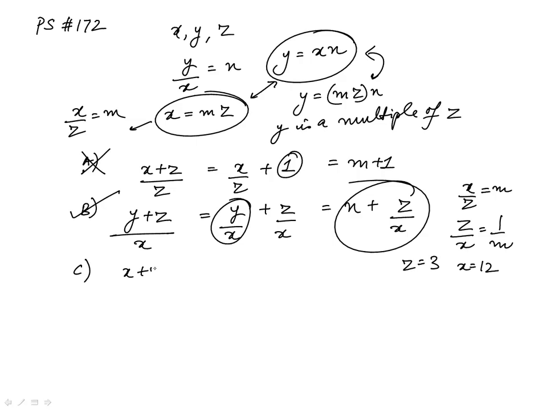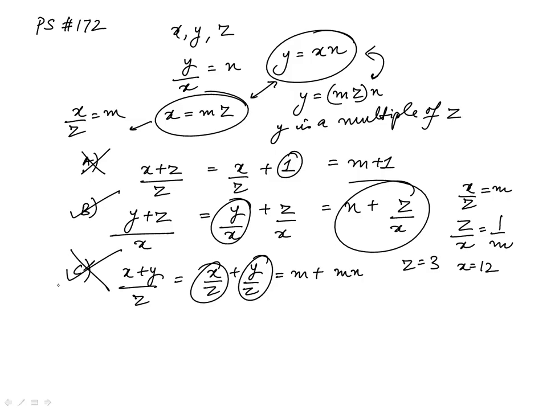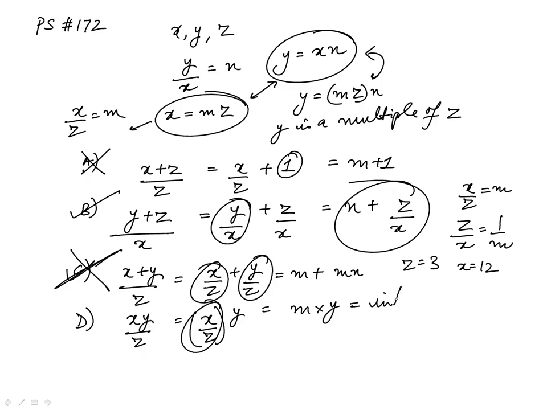C is x plus y over z, and that becomes x over z plus y over z, and we found that x over z is some integer m, and we found that y is a multiple of z, so that's m times n, so that's an integer. Sorry, so C is out, meaning we're looking for the ones that are not integers. And then D would be xy over z. And since we know that x over z is an integer, this becomes an integer times y, which is an integer. So choice D is out.